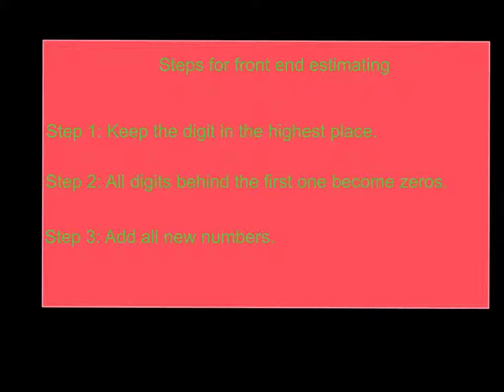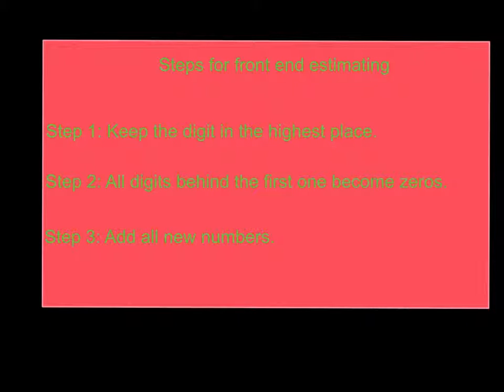The steps for front-end estimating. Step 1, we need to keep the digit in the highest place the same. Step 2, all the digits behind the first one become zeros. And step 3, we add all the new numbers we have created.